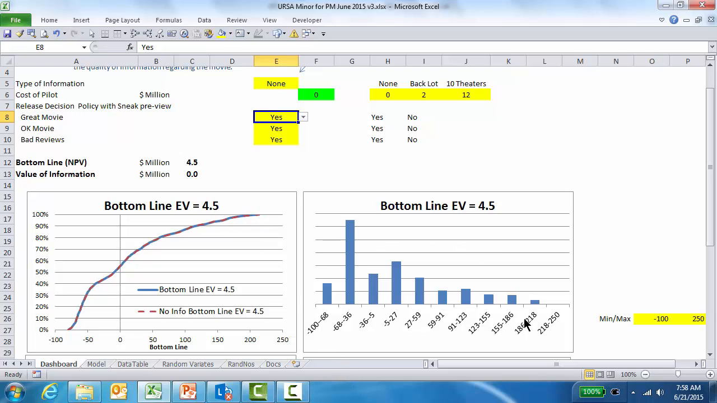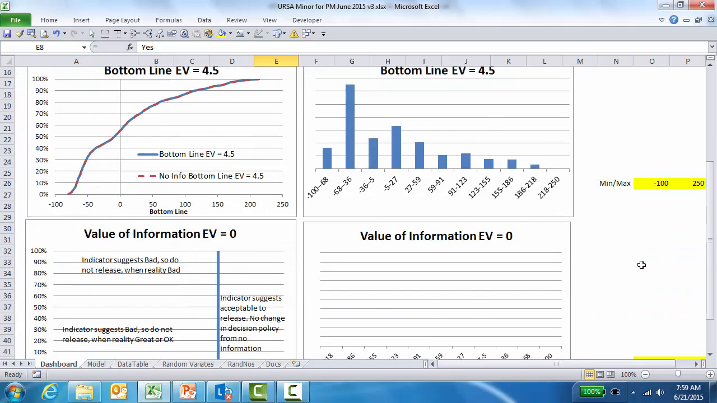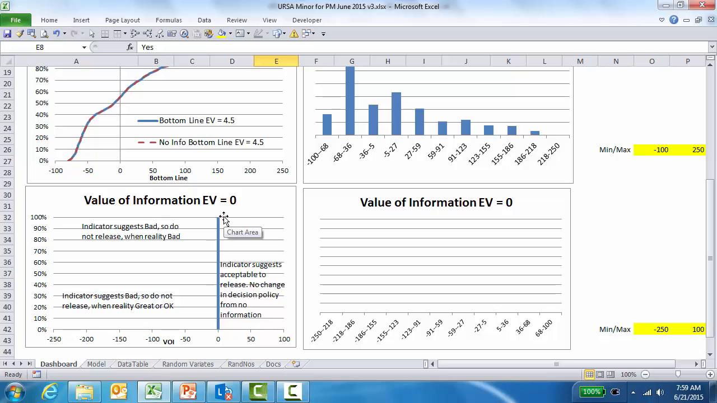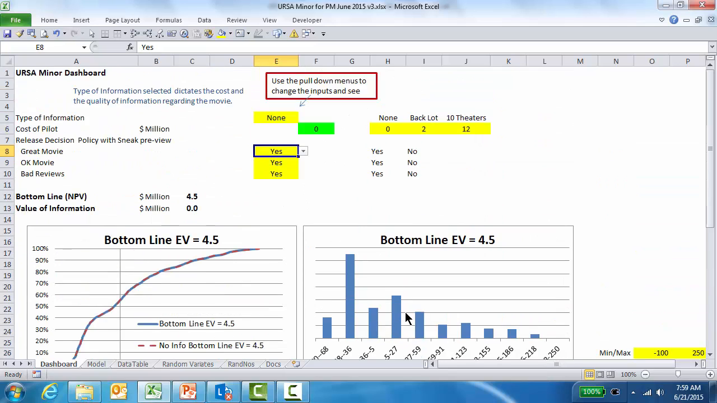And over here we have a histogram distribution function of that revenue. And you'll notice that we've improved the histogram by showing a range of values rather than a midpoint or something. And down here we have the value of information distribution. Well, because I didn't gather any information, the value of information is 0, so it's just a straight line. And there's no distribution here. Well, let's not worry about that. It's a trivial case anyway. So we've got this 4.5.